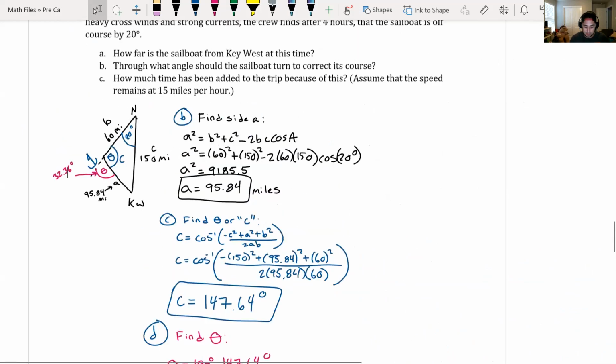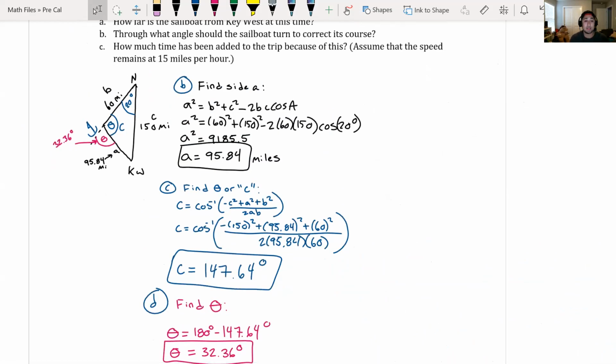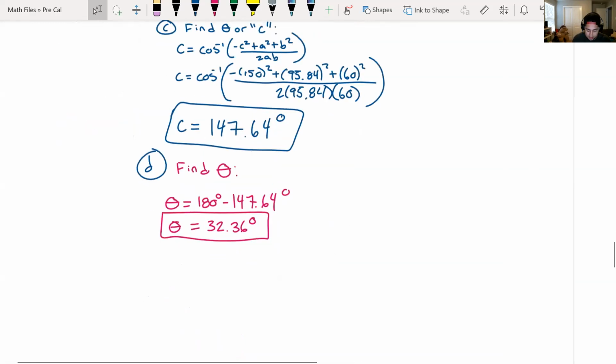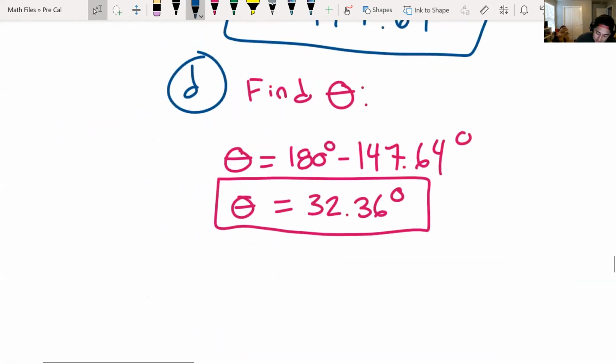All right, the last question says, how much time has been added to the trip because of this? Assume that the speed remains at 15 miles per hour. So how much time has been added to this trip? Because they're supposed to travel 150 miles, but now, I'm gonna call this E, so find extra time.